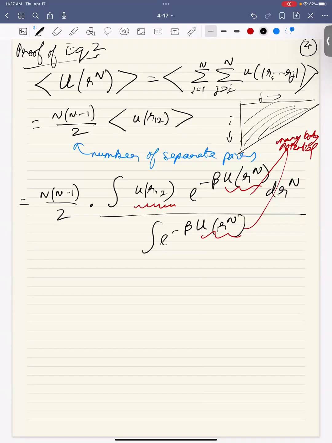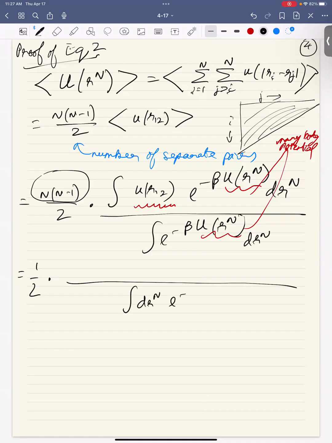Again, this proof will also look like we are going in the opposite direction, making things more and more complicated until everything falls out nicely. So what we are going to do now is to keep the half outside and take the n and n minus 1 inside. The denominator, we are not going to do much. The denominator, we will keep dRn e to the power minus beta U of Rn. In the numerator, we will split things out.